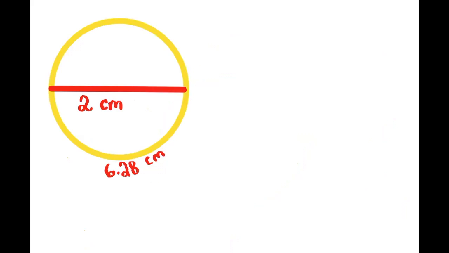So let's start with this circle. We know that the circumference and the diameter are 6.28 and 2. By dividing the circumference by the diameter, we can find the constant ratio called pi in every circle. So let's check if that's true.